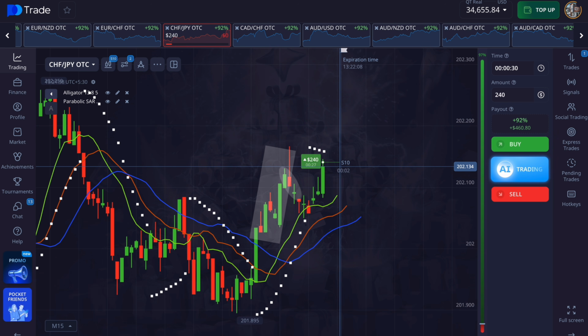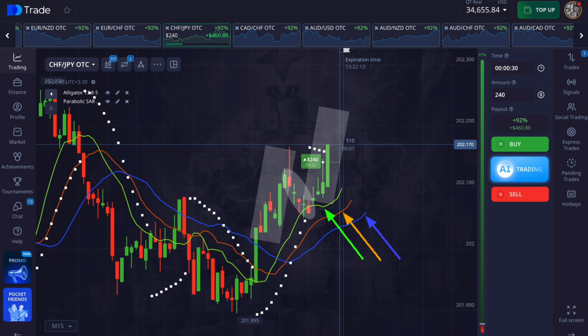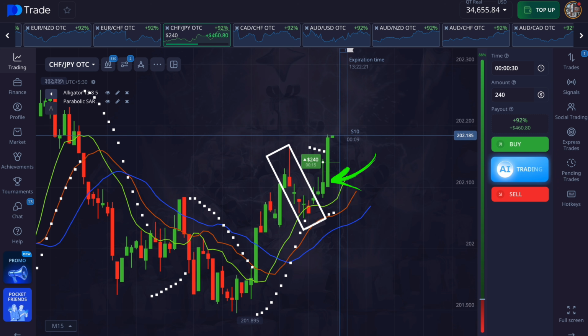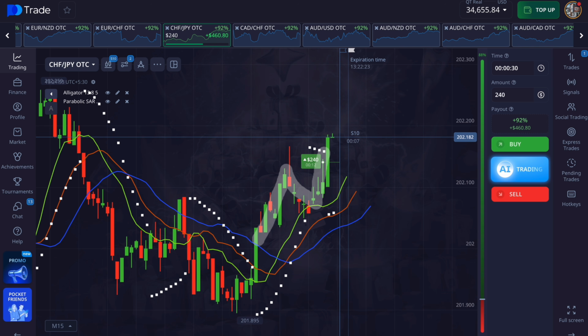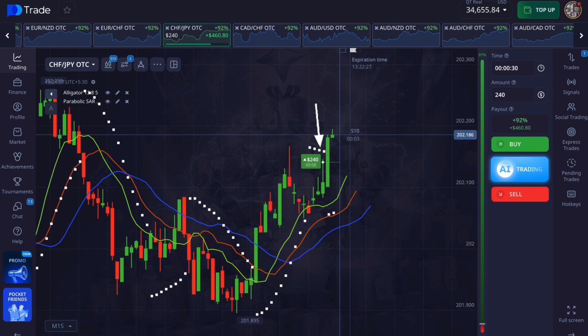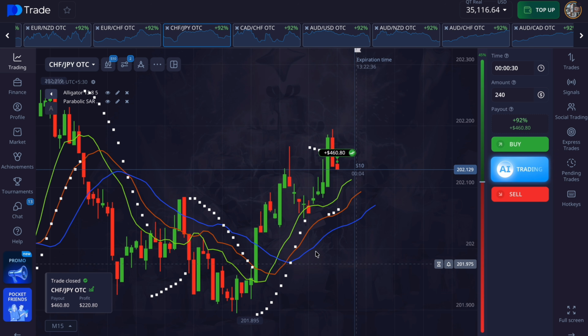Here, price had already moved above the alligator lines, while the green, orange, and blue lines were gradually aligning upward. After a brief pullback, a strong bullish candle appeared, suggesting that buyers were attempting to continue the upward movement. Based on this price action and the upward direction of the alligator lines, I considered an upward continuation setup. However, the parabolic SAR dots were still positioned above the candles, so the confirmation was not fully aligned. This made the setup more aggressive and required additional caution rather than treating it as a strong confirmation.